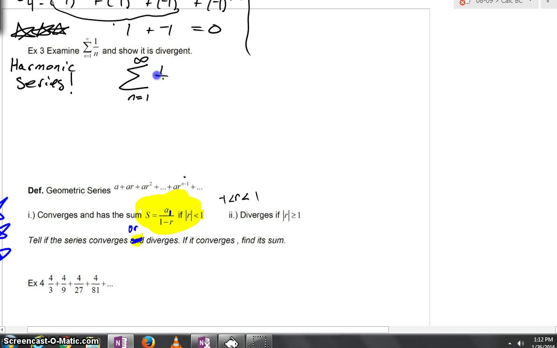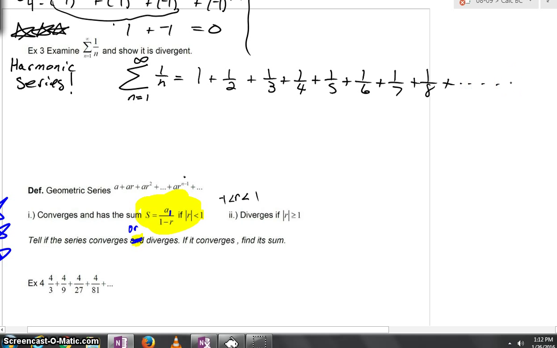Let's look at this. If I gave you 1 over n, and we're going from 1 to infinity, let's start writing out that sum. First term is a 1. Then I'd get a half. Then I'd get a third. Then a fourth. Then a fifth. Then a 6th, and then a 7th, and then an 8th, and so forth. You get the idea. And I'm going to make a bold statement right now. This diverges. Right now, you might not think that way.